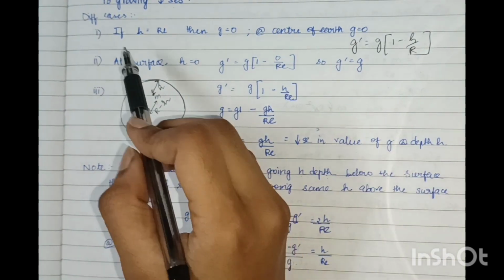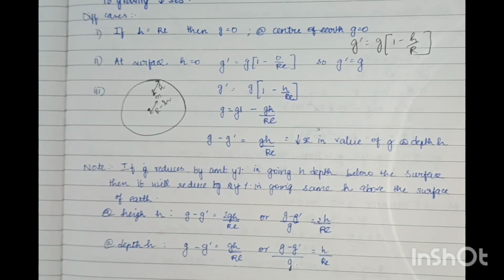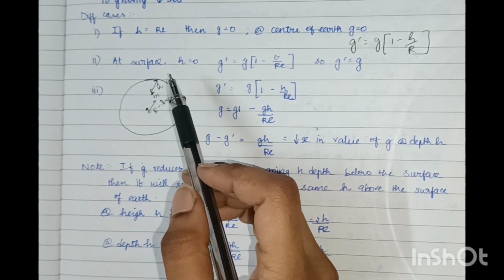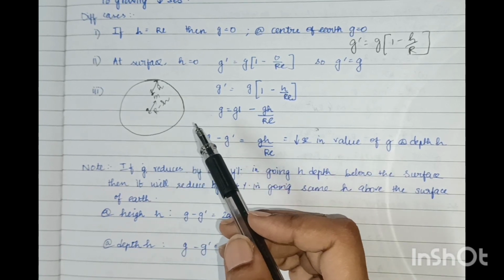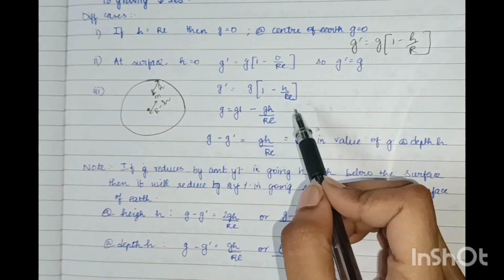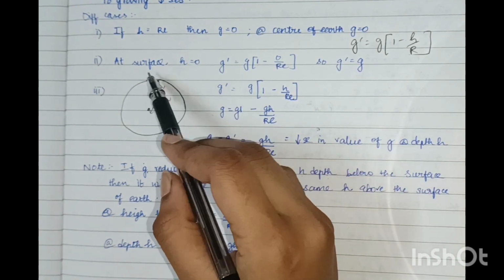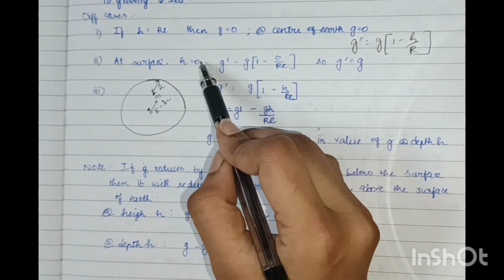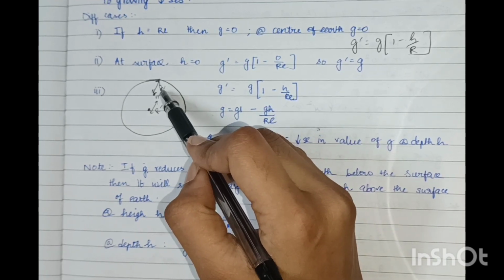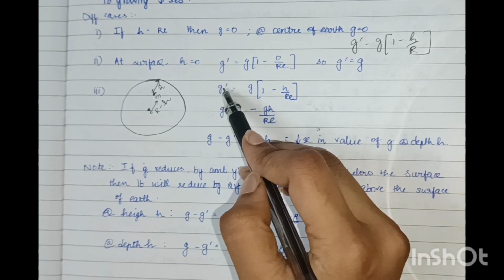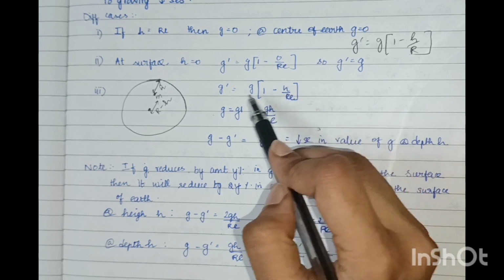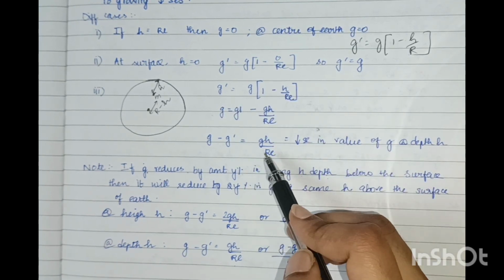Now at the surface of the earth, we have already seen using the previous case formula that at the surface it is only g. Let us see from this. At the surface we know h is equal to 0, that is, there is no depth because we are at the surface, so the value of h will be 0 only. So g dash is equal to g into 1 minus h by r. So h is 0, so g dash will be equal to g.